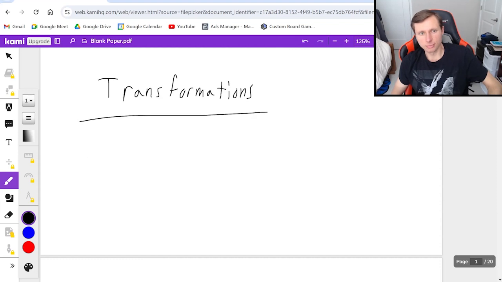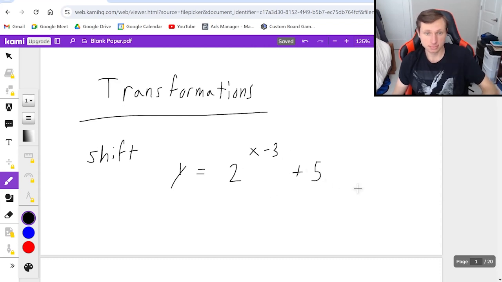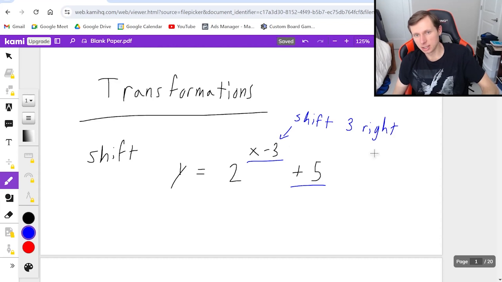because there's 3 kinds of transformations we can have here. The first kind is the shift. The shift is the easiest to do. So for instance, if I have the function y equals 2 to the x minus 3 plus 5, then the shift has to do with the minus 3 and the plus 5. The minus 3 is a shift 3 to the right.